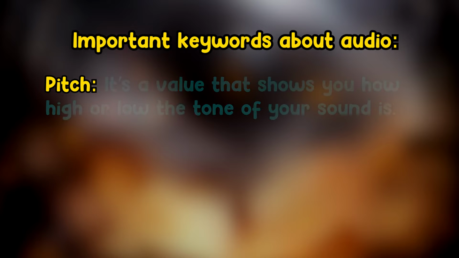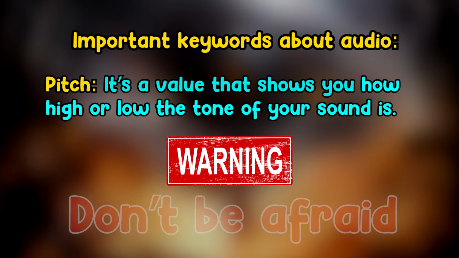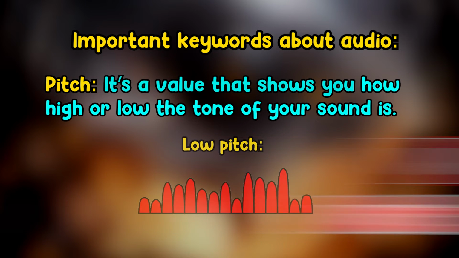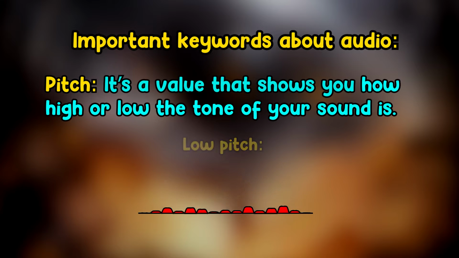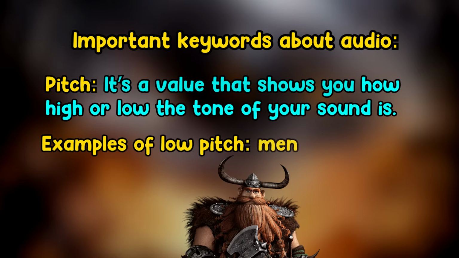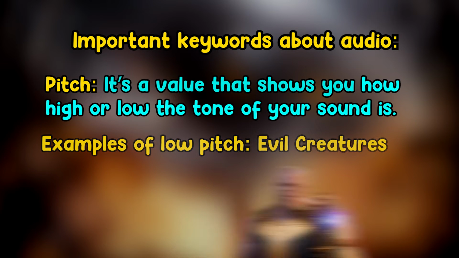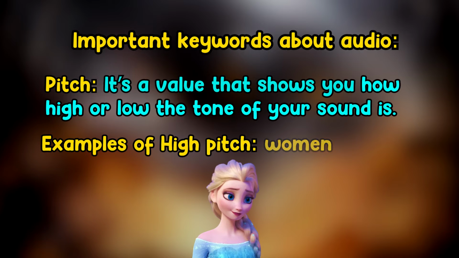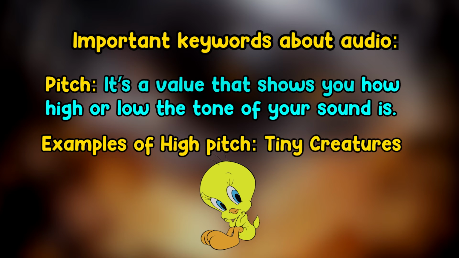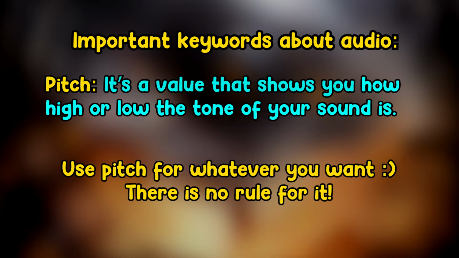After that we have pitch. In software, pitch is actually a value that shows you how high or how low the tone of your sound is. Warning, I'm going to change my voice, so please don't be afraid. This is a lower pitch of my actual sound. And this is a higher pitch of my actual sound. We use low pitch for men, giants and big creatures, or maybe evil creatures, and we use high pitch for women, children, and for tiny creatures. But you can use them for anything that you want. There is no rule for it.